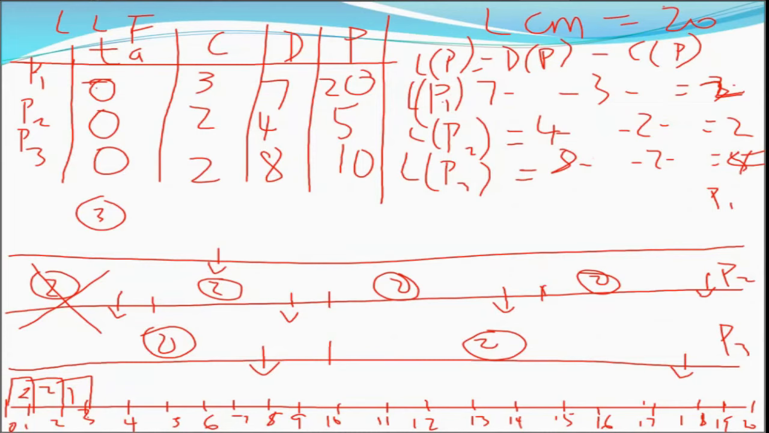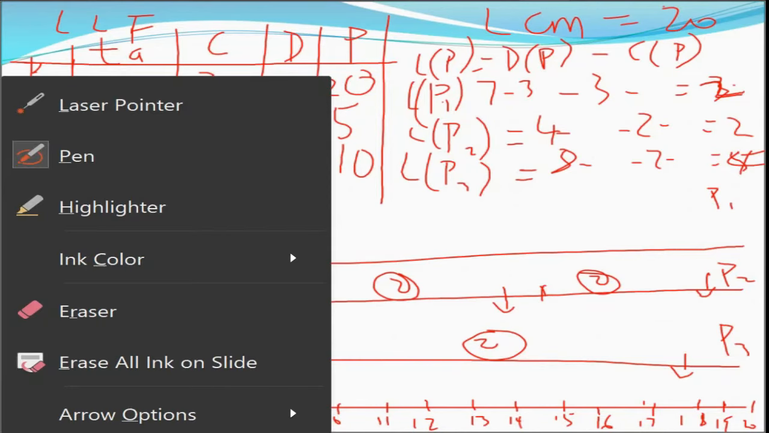3. Yes. The starting point is 3. So 7 minus 3 minus 3 minus 1, because P1 has executed 1 unit.